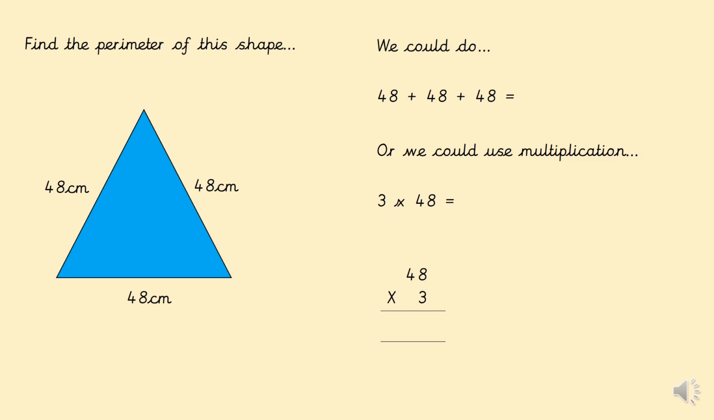Our first step is to do 3 times 8, that's 24. Remembering to put my 2 underneath my 10s column for later and my 4 1s in my 1s column. 3 times 4 is 12, but I need to remember to add on my 2. 12 add 2 is 14. So my answer is 144. The perimeter of this shape is 144 centimetres.